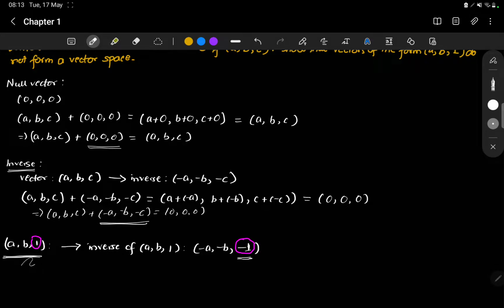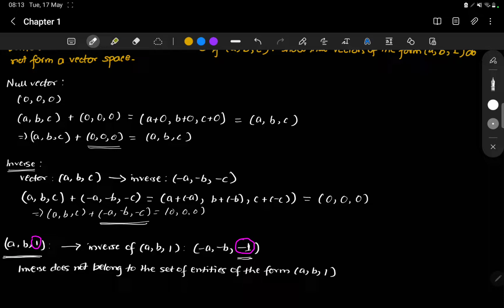So the inverse does not belong to the set of entities of this format. Why? Because the last entry is fixed to be 1, but for the inverse we get minus 1. So this minus a, minus b, minus 1 is not of the form in which the last entry is 1. That means these kind of entities do not have an inverse.